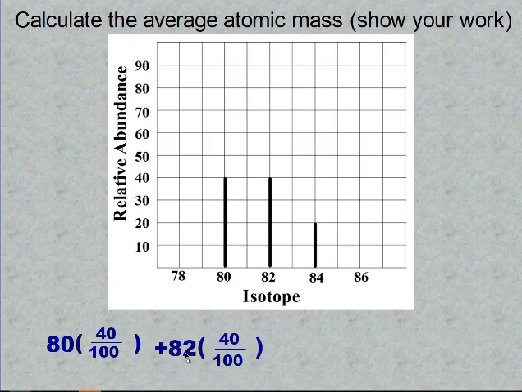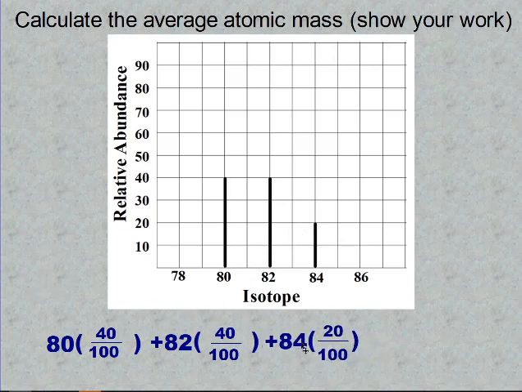Plus, my next isotope is 82. It also has 40 out of every 100. Again, I'm getting the 100 by saying 40 plus 40 plus 20. And I have one more isotope, which has a mass of 84, and it has 20 out of 100. When doing the graph problems like this, we will not divide by 100 at the end because we're dividing by the total number of particles. When I'm done, I get 81.6 AMU. Always double check, is it between 80 and 84, which it is. So my answer is good.